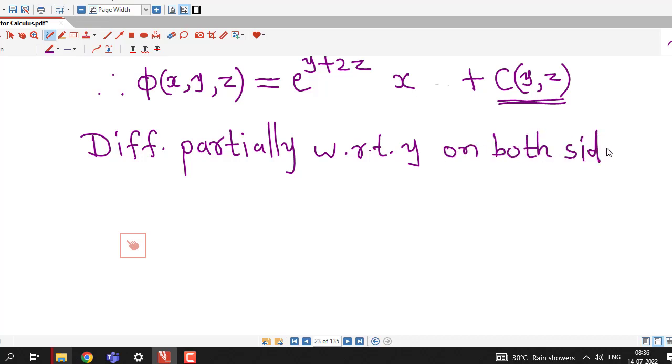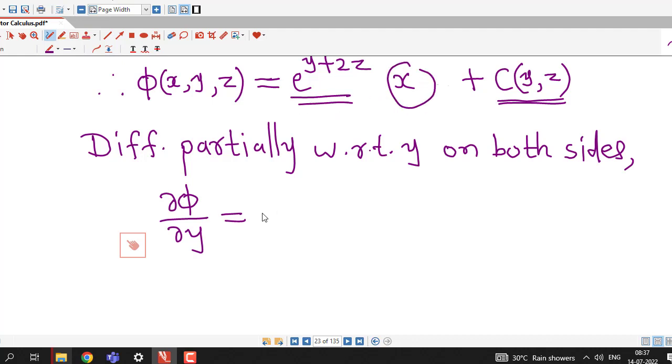So we will consider remaining variables x and z as constant. Left hand side is partial derivative of phi with respect to y. Derivative is with respect to y, therefore this x is constant, and derivative of e raised to y plus 2z with respect to y is e raised to y plus 2z into derivative of y plus 2z with respect to y, which is 1. So this is as it is, x e raised to y plus 2z.